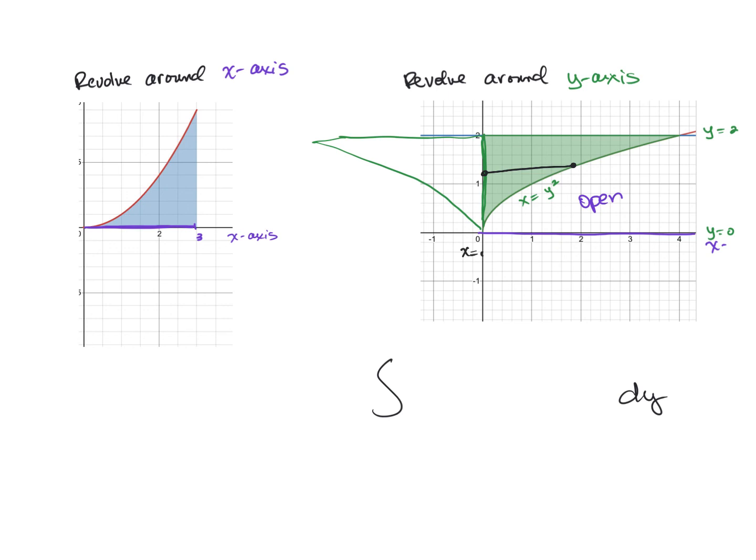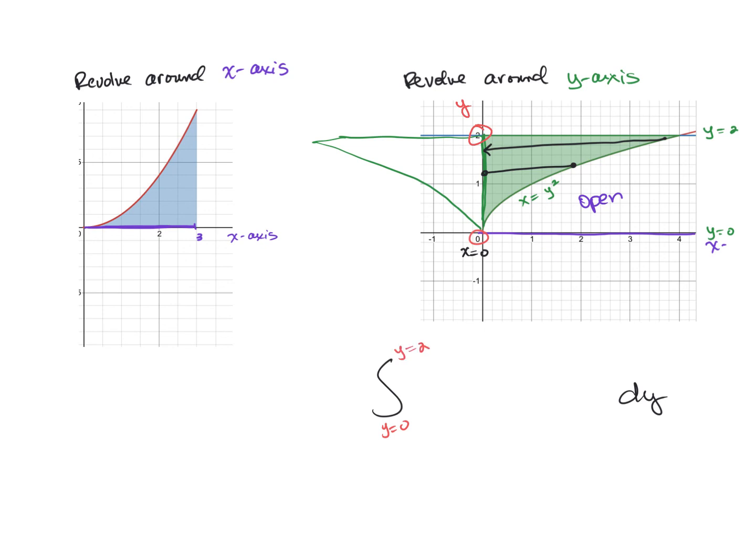This is the line x equals 0. So each piece, all the way up to here, is going to go from x equals y squared to x equals 0. Since we're revolving around the y-axis and integrating with respect to y, we're going to pull everything off the y-axis. So the y-axis is here. This is going to be y equals 0 to y equals 2.